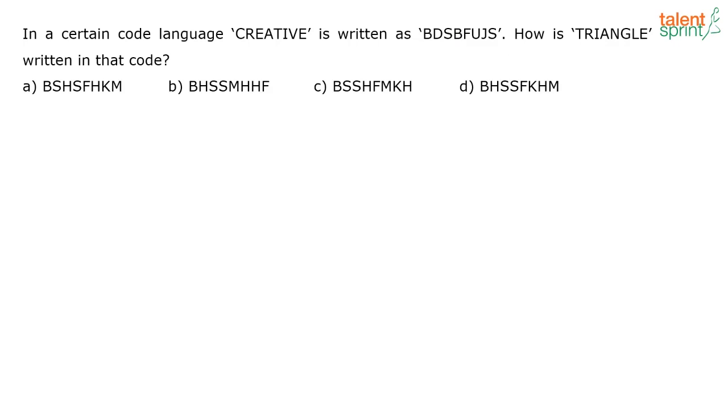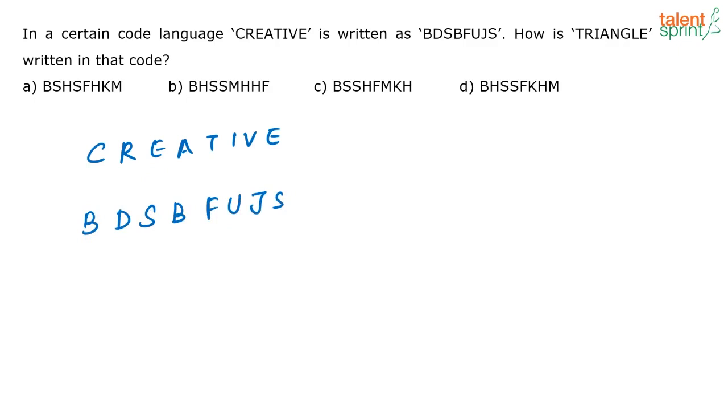Next question. In a certain code language, CREATIVE is written as BDSBFUJS. How is TRIANGLE written in that code? So what is the answer for this question? Creative, CREATIVE. Now this is coded as BDSBFUJS. If you see here, they have split this word into 2 pieces and written each in reverse. So this will become AERC and this will become EVIT. So they split this word into 2 equal parts, wrote it in reverse.